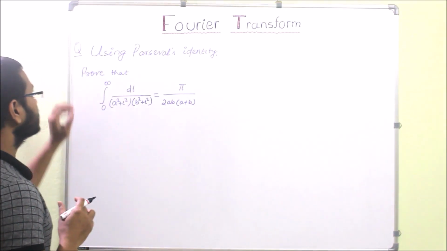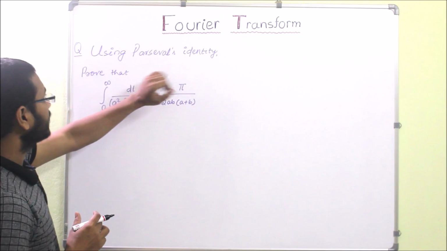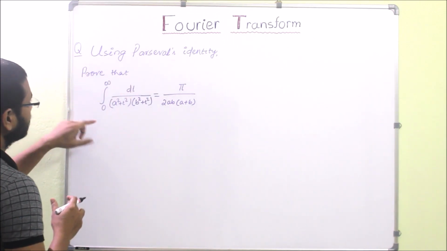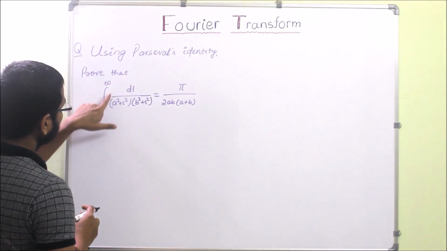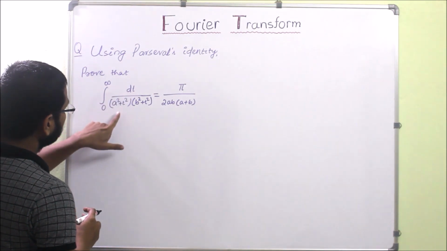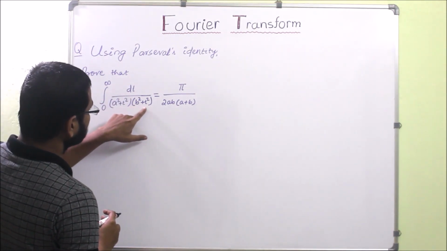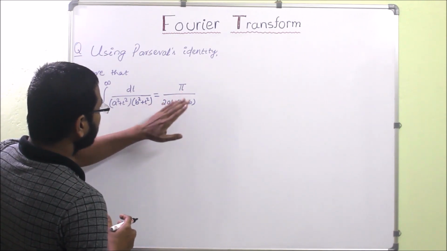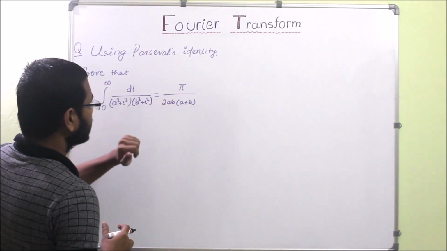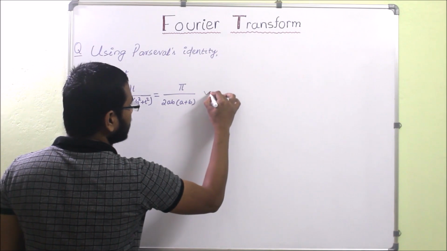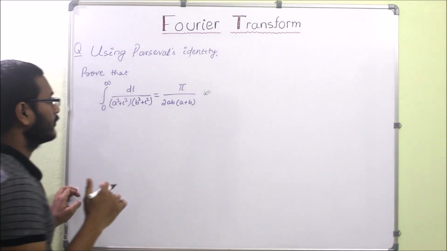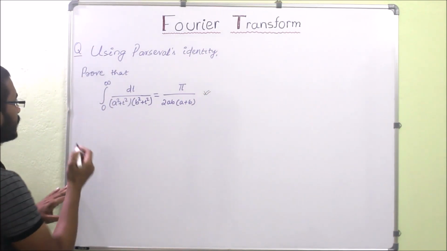So the problem is this. Using Parseval identity we have to prove that the integral from 0 to infinity of dt divided by (a square plus t square) into (b square plus t square) equals pi by 2ab into (a plus b). So I have to prove this statement. How we will do that, we have to see.